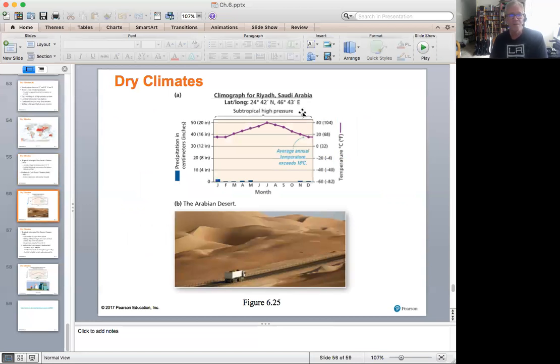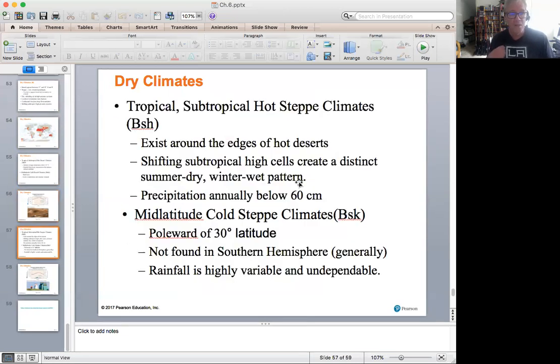So here's Riyadh in Saudi Arabia. So notice here, the average annual temperature all year is above 18 degrees centigrade for the whole year. And hardly any moisture at all. So that's your hot desert. Then you have your tropical hot steppes. They exist around the edges of the hot deserts. Okay, so you get some precipitation, but usually beneath 60 centimeters.